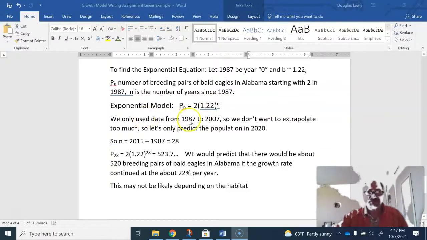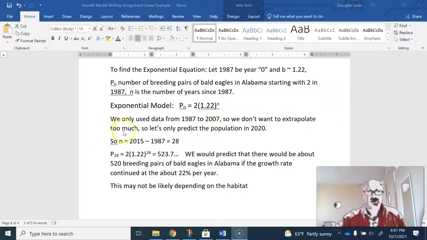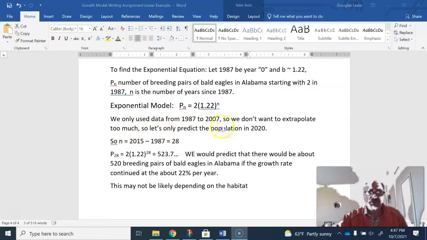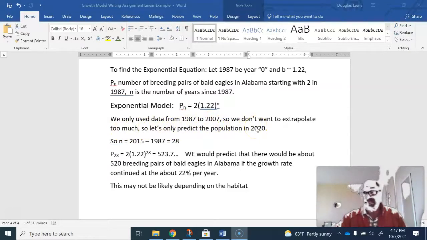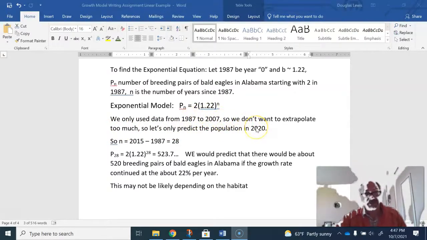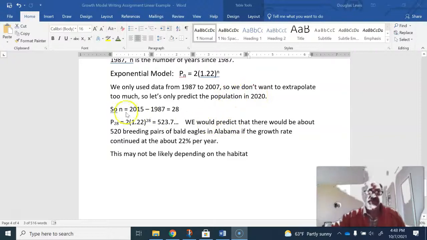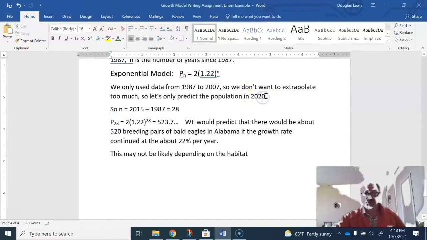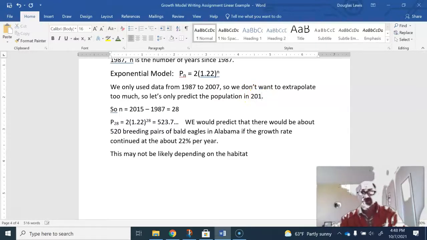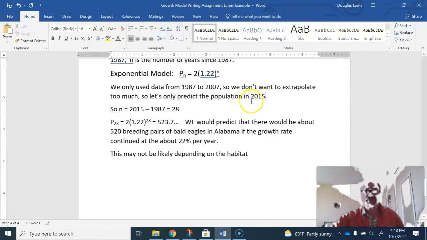So it says we only use data from 1987 to 2007. That's a 20-year span, so we don't want to extrapolate too much. So let's only predict the population in 2020. Now that is like 13 years more, and we only did 20 years. So that's quite a jump, really. I actually used the population for 2015, not 2020, because 2020 was too far. So I only went to 2015 for the prediction, and that difference is 28. So that means n is 28 here.